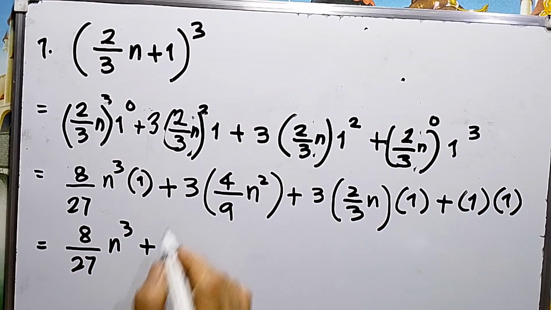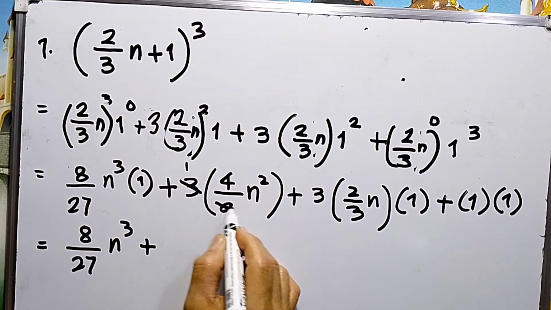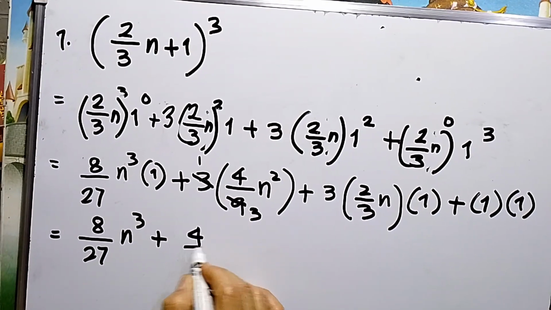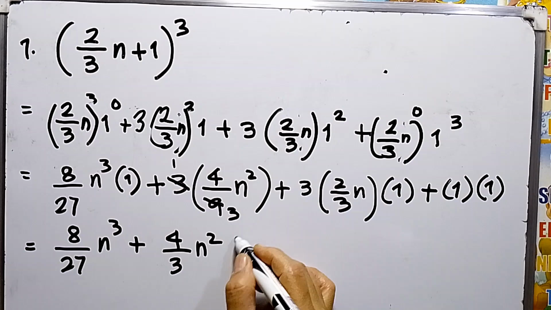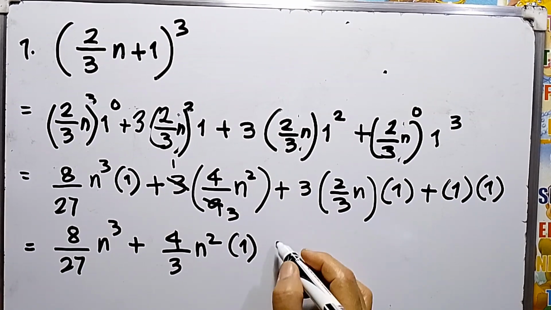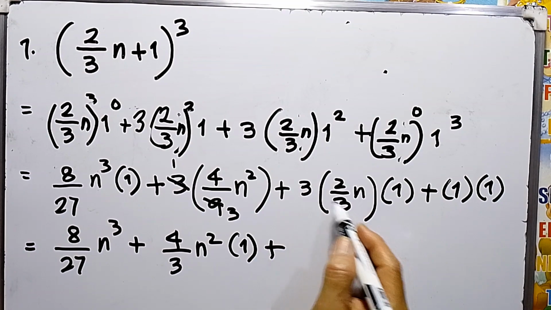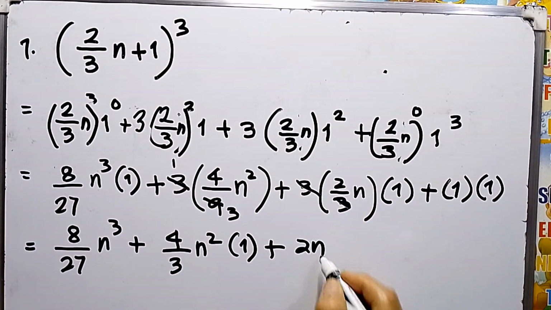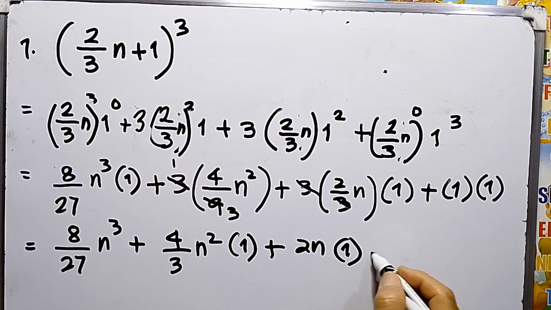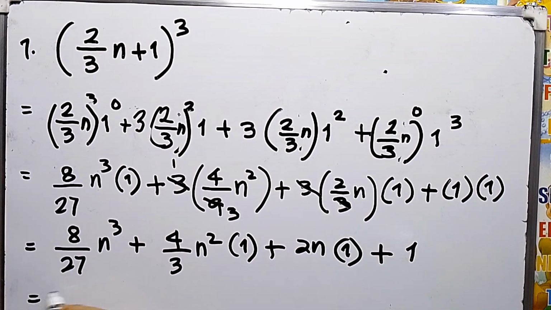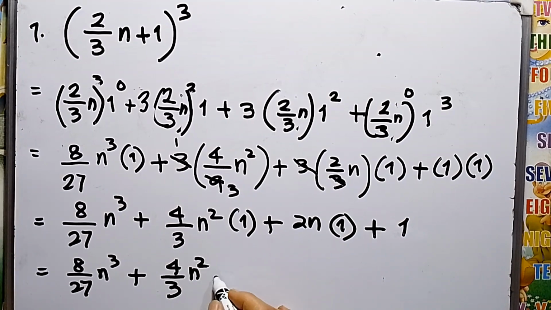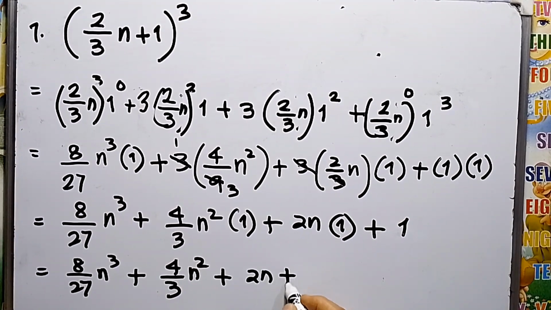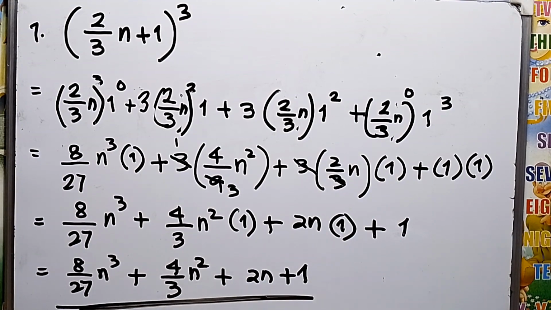Then plus, divide this one by 3. 1 divided by 3, this is 3. So I've got 4 over 3 n squared. And this is 1, right? Then plus, this will be crossed out. So I've got 2n times 1. Then 1 times 1 is 1. So this will be 8 over 27 n cubed plus 4 over 3 n squared plus 2n plus 1. So this is now the answer for number 1.